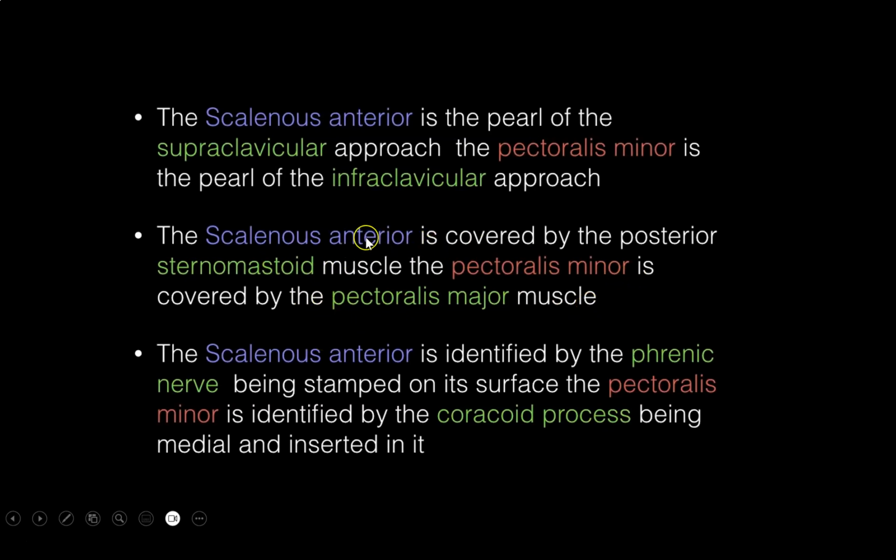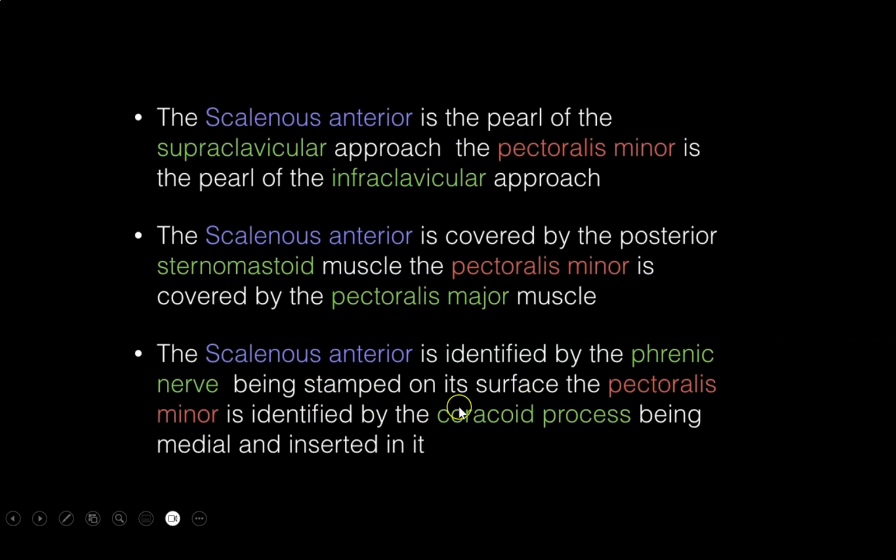In order to expose the scalenus anterior, you displace the sternomastoid anteriorly. In order to expose the pectoralis minor, you displace the pectoralis major inferiorly. And the scalenus anterior is identified by the phrenic nerve on its surface, passing from lateral to medial, as we saw, stamped on its surface.